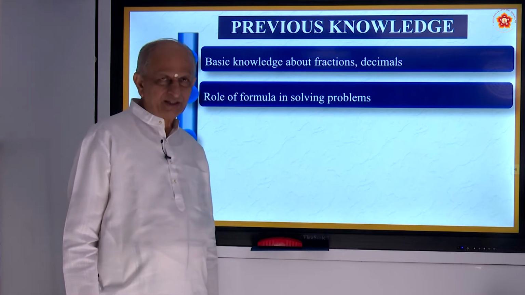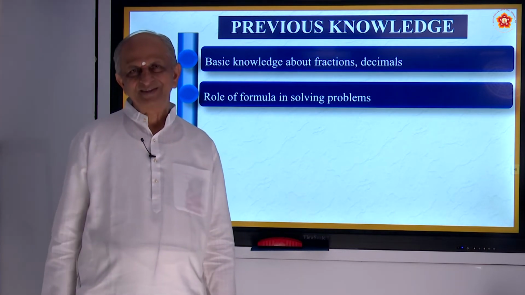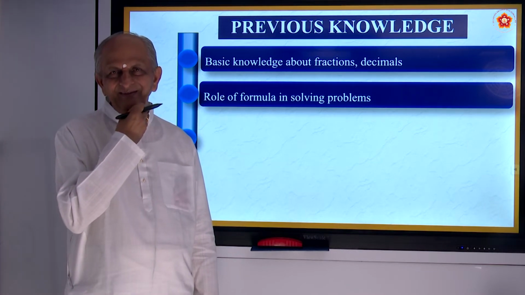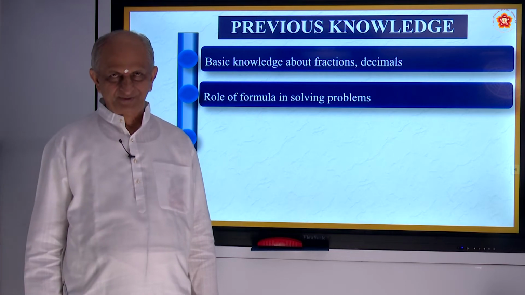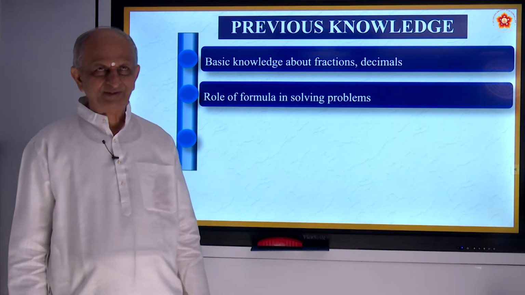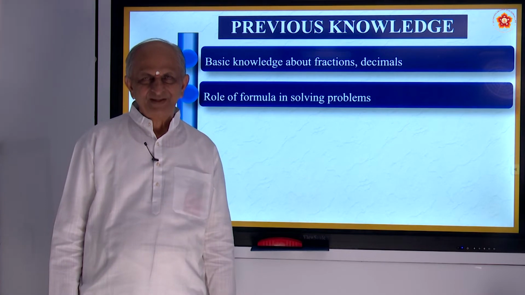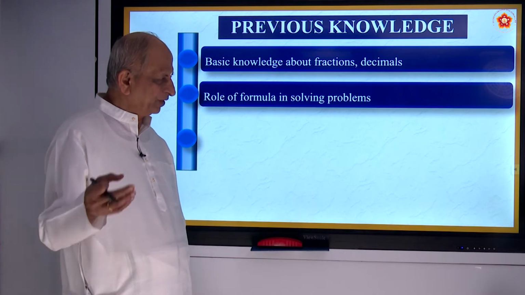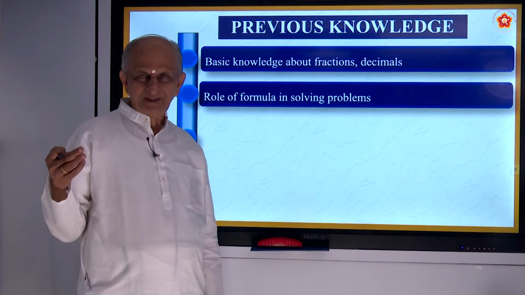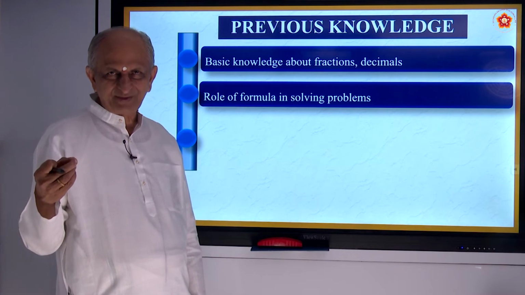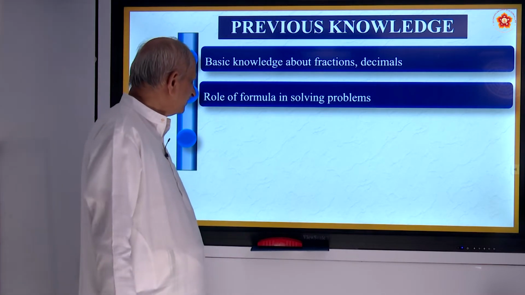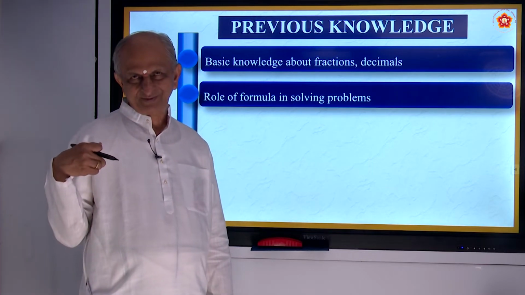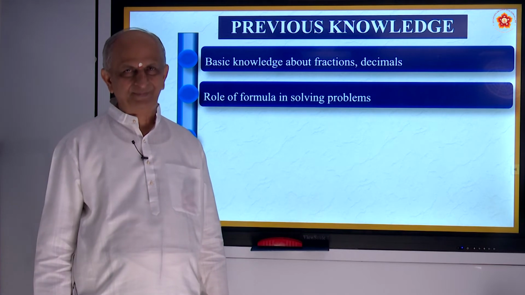And algebra is a branch of mathematics which deals with algebraic terms like A, B, C, X, Y, Z, etc. and algebraic expressions. When you say expressions, there will be monomials having one term, binomials having two terms, trinomials having three terms, and so on. And these algebraic formulas go a long way in solving arithmetic problems.